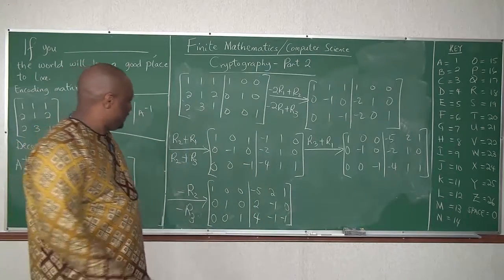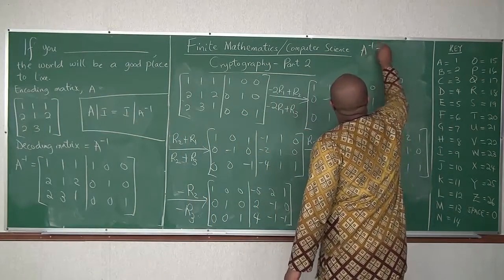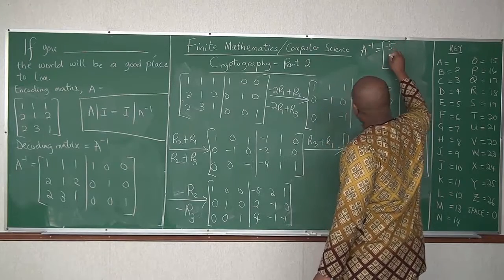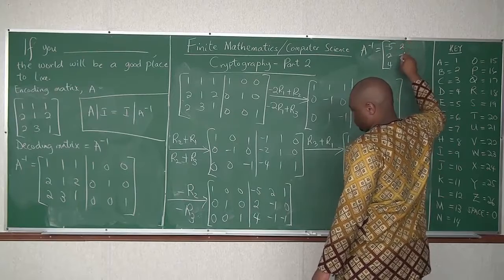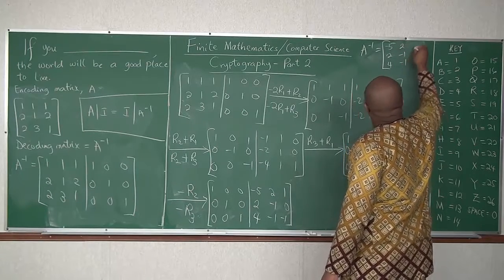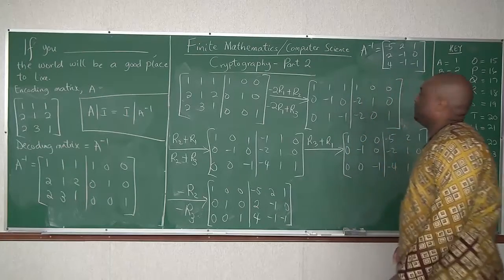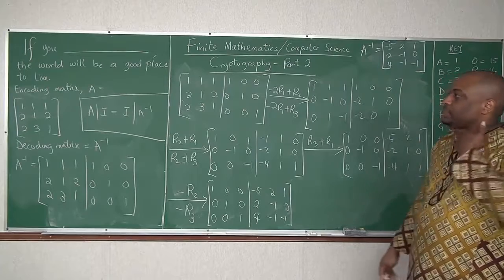So what do I have now, folks? I have that my A inverse will be -5, 2, 4, then 2, -1, -1, 1, 0, -1. This is my A inverse. I got it. For A inverse.